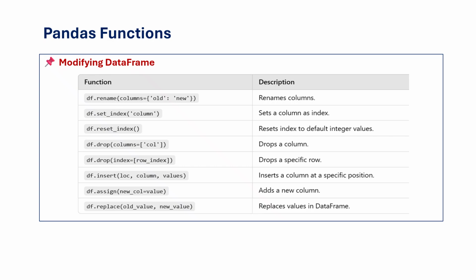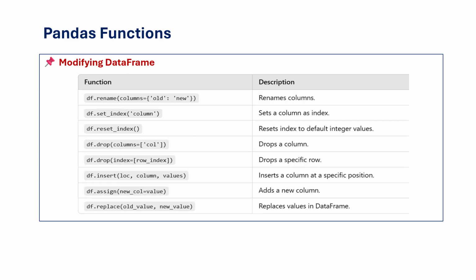df.set_index('column') function sets a selected column as the data frame index and is useful when a column contains unique identifiers such as student ID or employee ID. It makes data retrieval easier. So the selected column becomes the row label instead of the default numeric index.